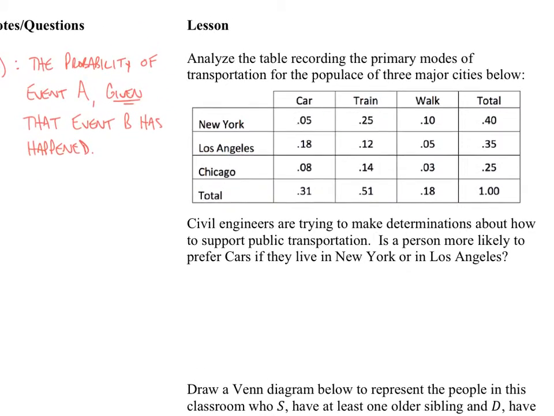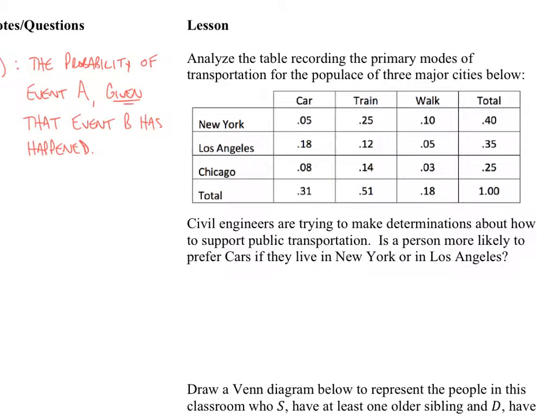So what we've got in this table is records of the primary modes of transportation for the population of 3 major cities. So we've got New York, Los Angeles, Chicago, and what we have is the percentage of that population that chooses to use cars, trains, or walk as their primary method of transportation. All right, so a couple things we'll notice is that in this whole study, if the whole study is 100% of our population, 25% of that population came from Chicago, 35% came from LA, 40% came from New York, and we could also break it down by car, train, and walk.